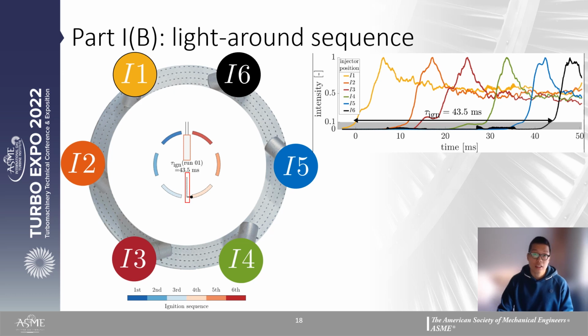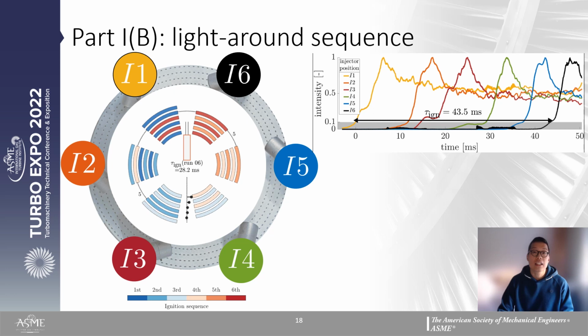The dotted line is the mean light-around time for the particular operating condition. So, for instance, if for that run the ignition takes longer than average, the black circle lies to the right of the dotted line, as is the case over here. And if the run is faster than usual, the black circle is plotted to the left of the dotted line. And we can repeat this for the next 9 runs, which we have sorted in descending ignition time.